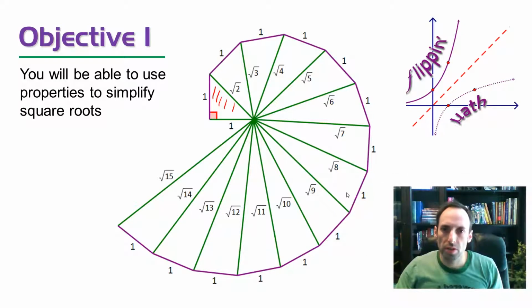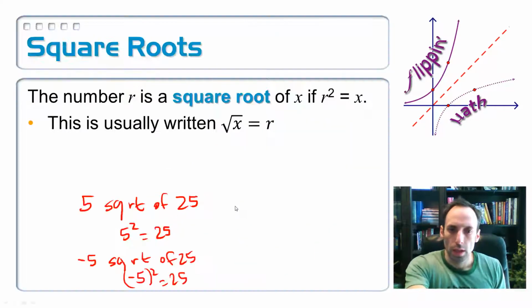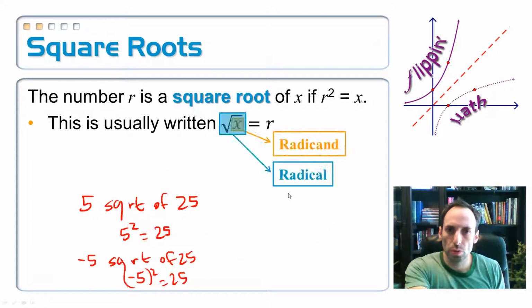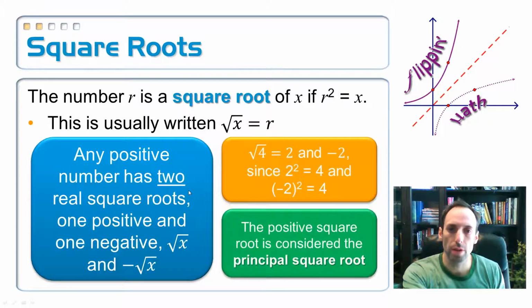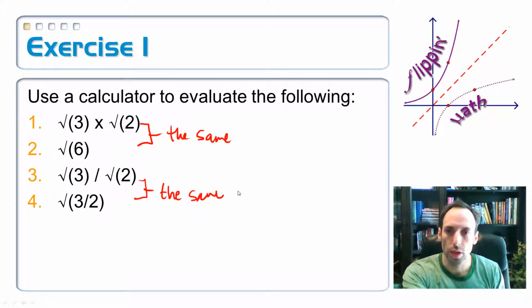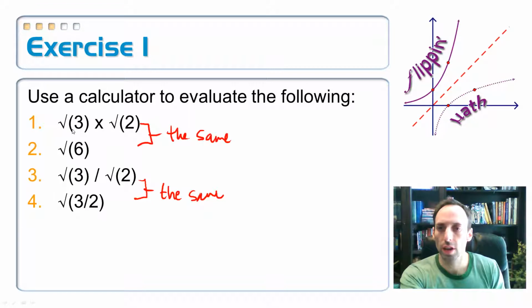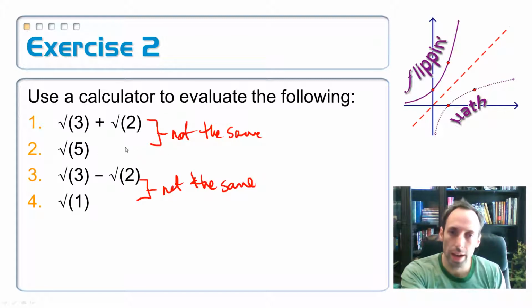Alright, we were talking about simplifying square roots, using properties to simplify square roots. We defined what a square root was and said that you're always supposed to have two answers: a positive square root and a negative square root, and that positive one is called the principal square root. We did a little calculator investigation and found that you can multiply two radicands together to simplify square roots, and you can divide them, but you cannot add and subtract them because that's not the same.